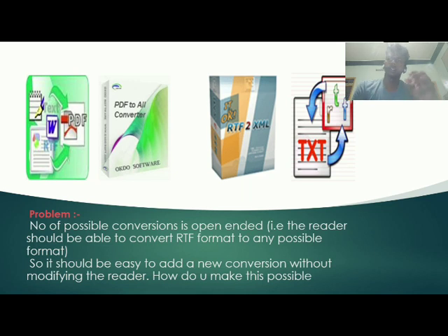The problem is that the number of possible conversions is open-ended. The reader should be able to convert the RTF format to any possible format, so it should be easy to add a new conversion without modifying the reader. Now how do you make this possible?